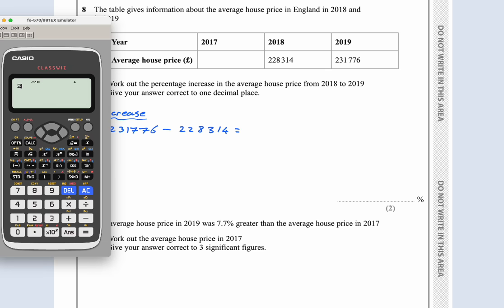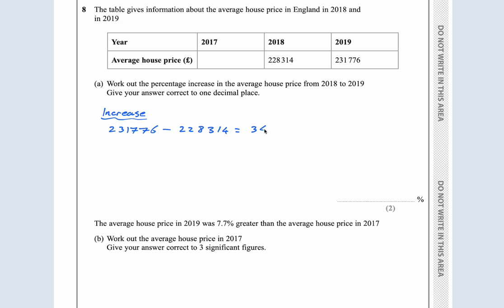231776 minus 228314 is 3462. That's the increase. To get the percentage increase, I need to put this increase, this 3462, over the original, or the 2018 price, 228314, and multiply by 100.